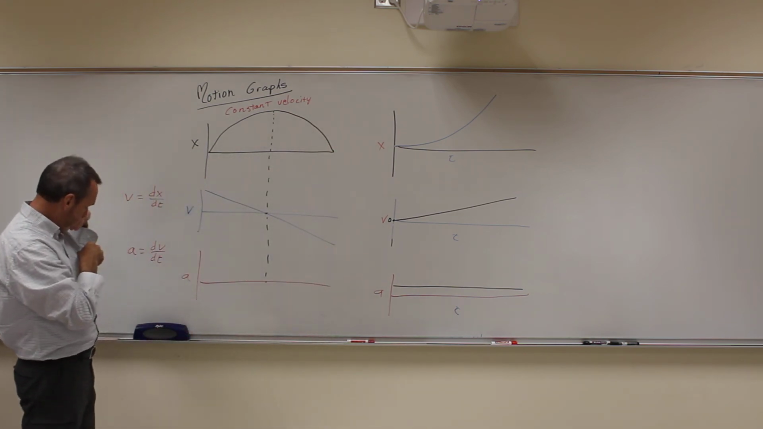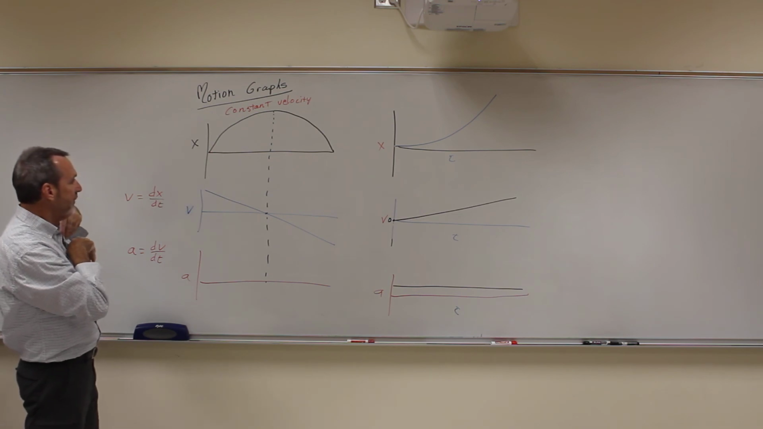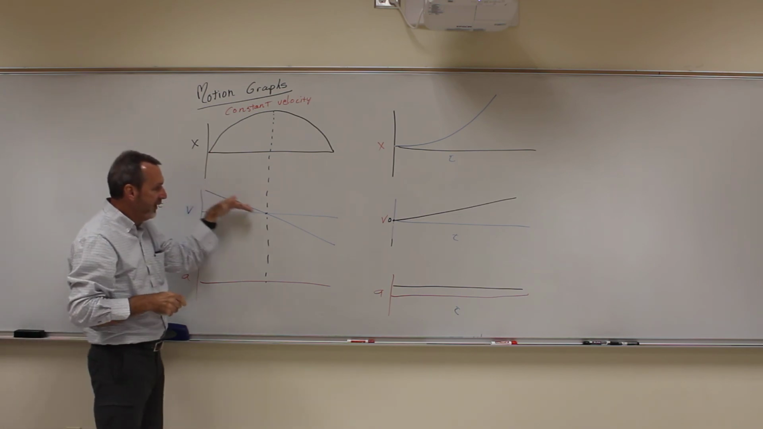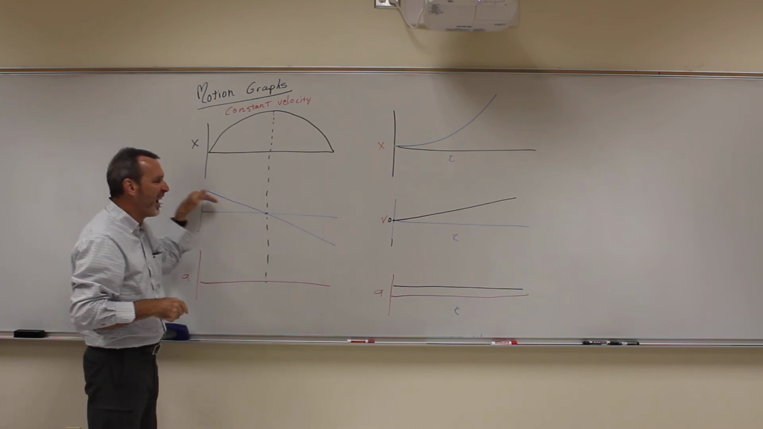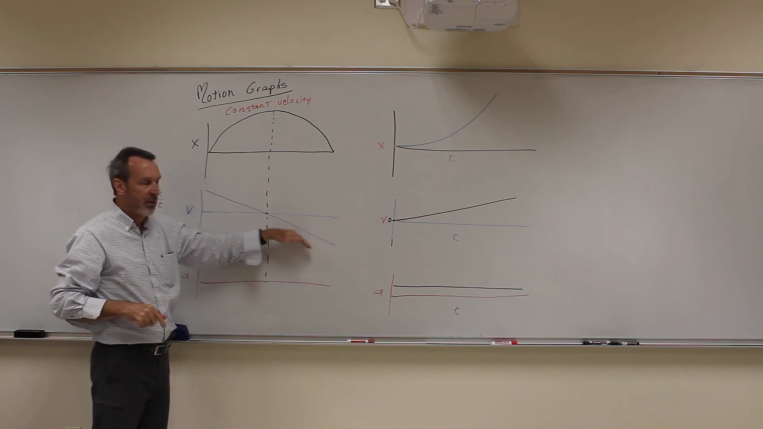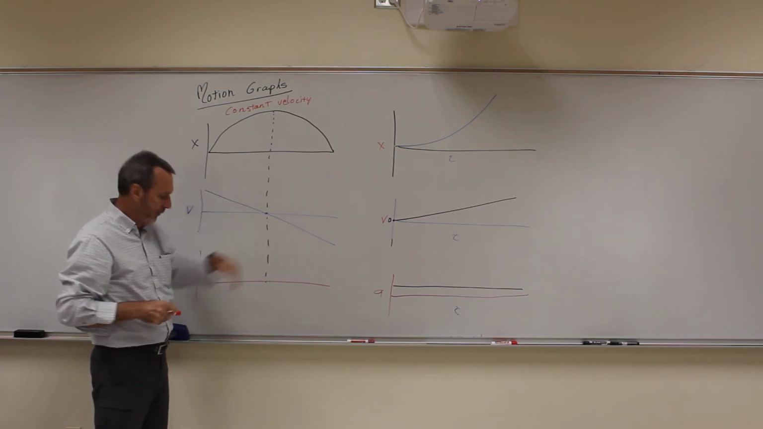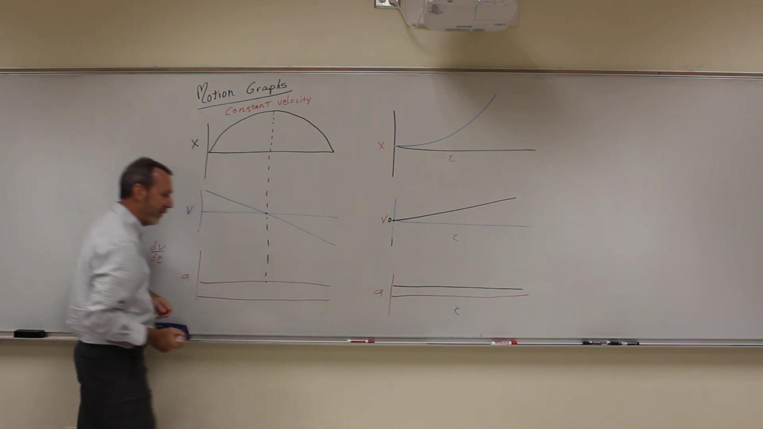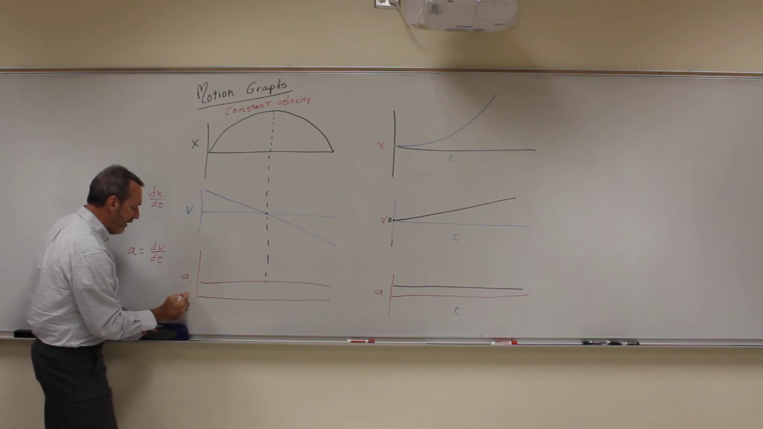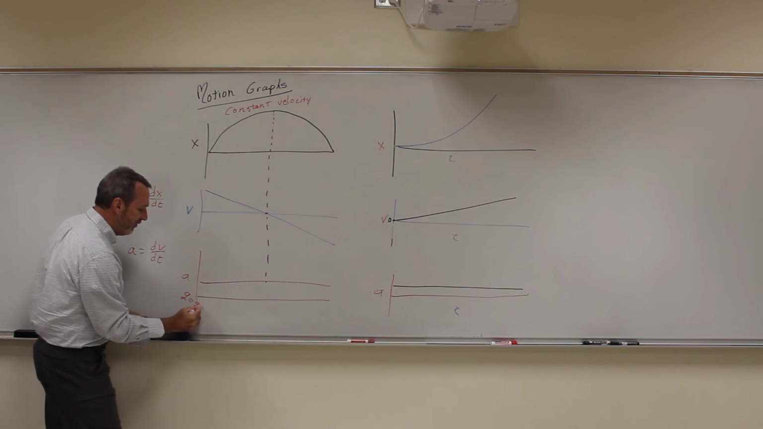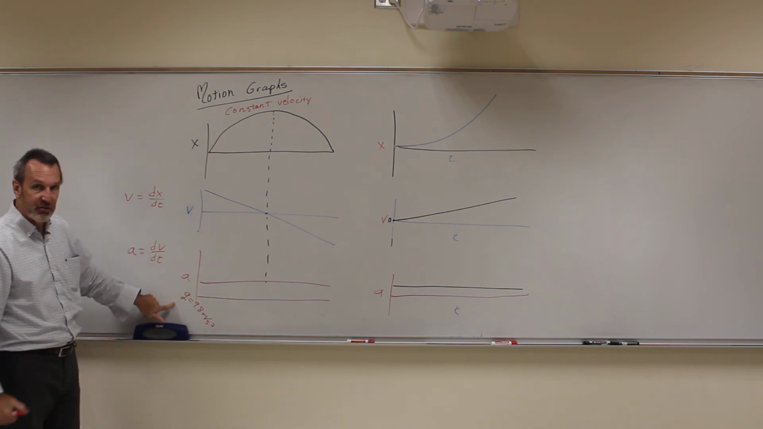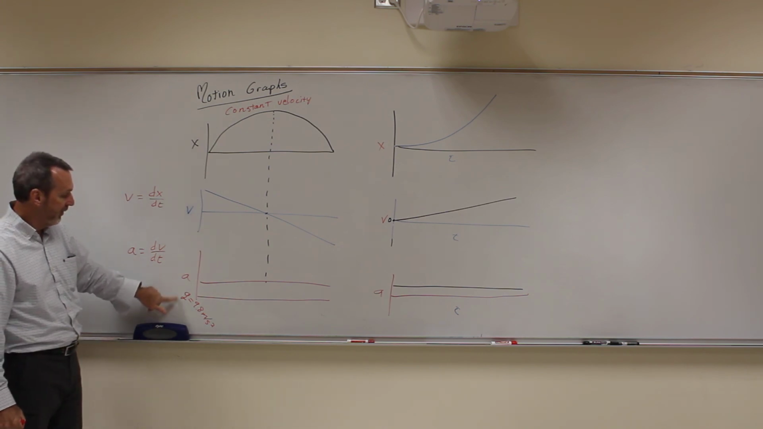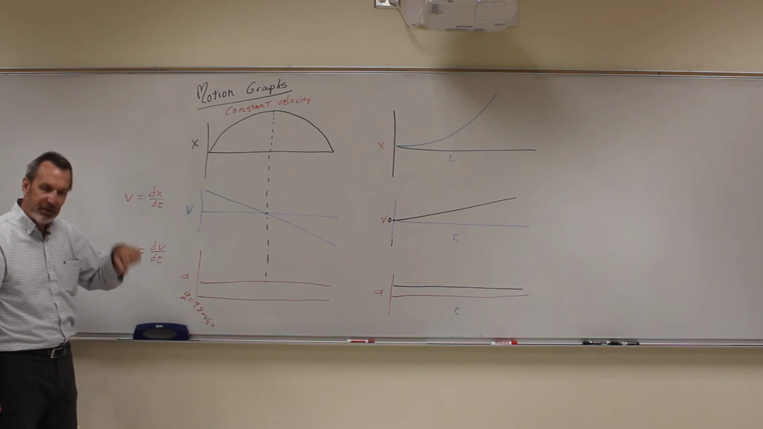All right, what about the acceleration? Well, the acceleration here, you have a negative slope, but it's a constant negative slope. So when you have a constant negative slope, you're going to get a line down here. In fact, we know what this value is. This value is g, which is 9.8 meters per second squared. Little g is just the acceleration of gravity on the Earth. And it's negative because it's pointing down.